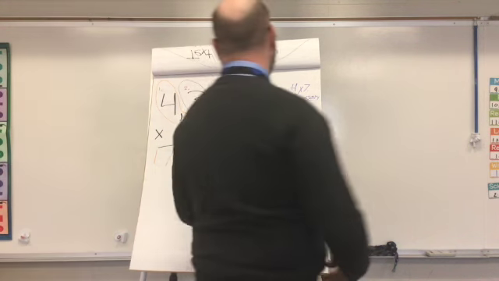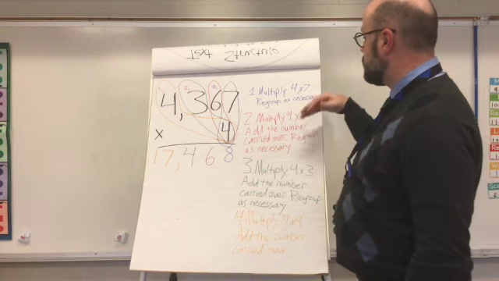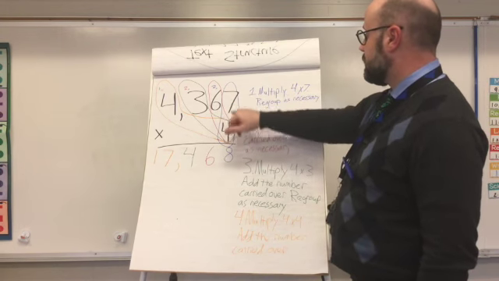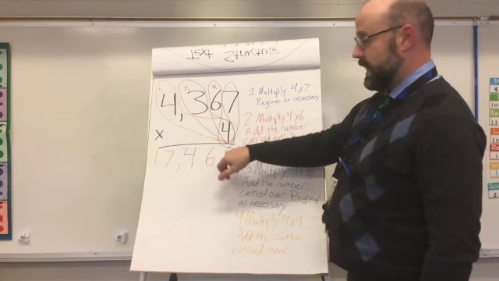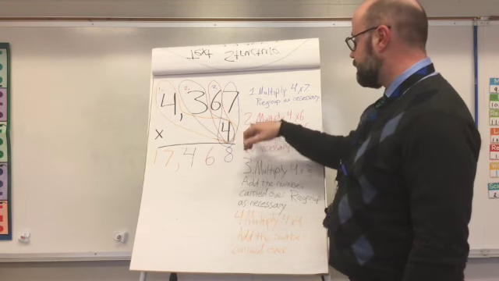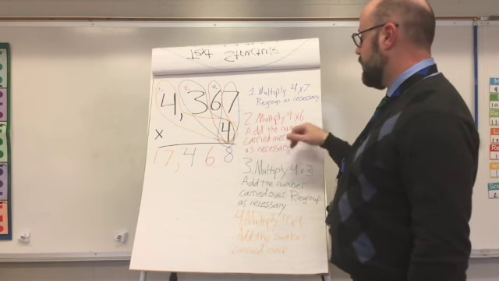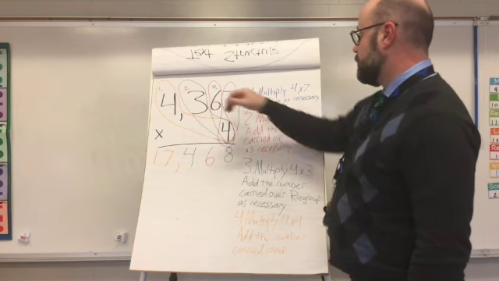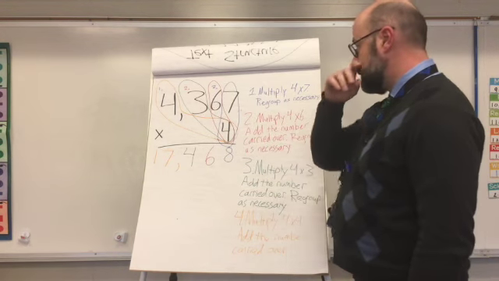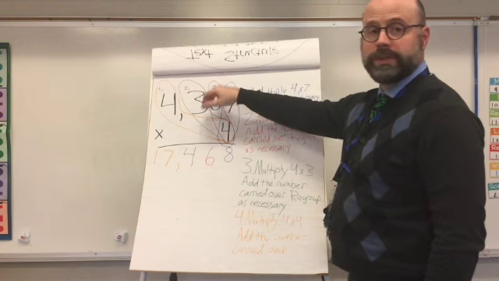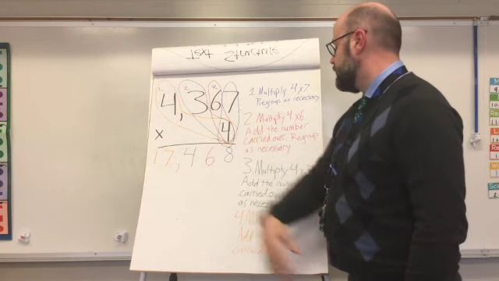All right. So to go over this, summarize it. You start with the first number, 4 times 7. Regroup as necessary. 8 down there, carry the 2 over. Step 2, multiply 4 times 6. Add the number carried over, which is a 2 in that case. Regroup as necessary. 6 times 4 is 24, plus 2 is 26. 6 down, carry the 2 over.